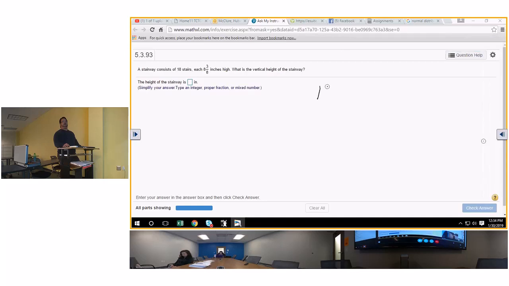So 18 over 1 times, well, let's change this 8 3/8 into an improper fraction. So 8 times 8 is what? 64 plus 3 is? So that's going to be 67 over 8. So we go over here and we say 67 over 8. Does anything cancel? Can anything cancel?